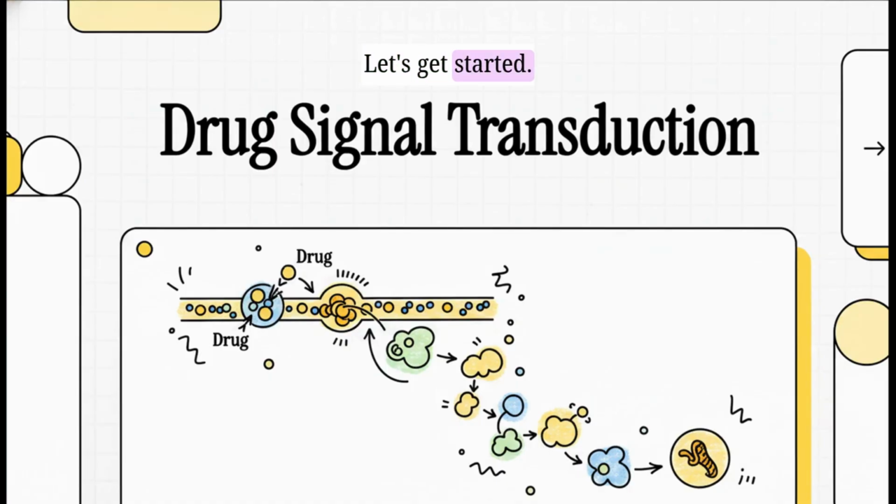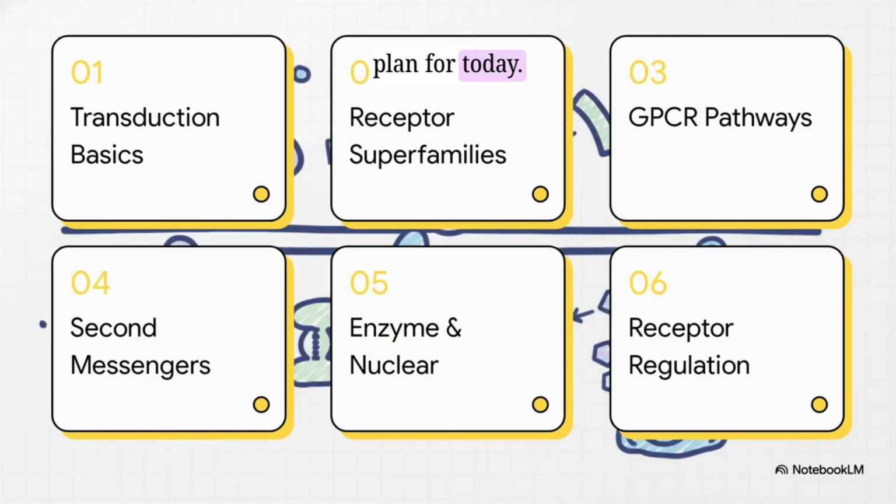Let's get started. Here is our game plan for today. We'll kick things off with the macro concepts in signal transduction basics, then explore the 4 receptor superfamilies. After that, we'll spend a good chunk of time on the G-protein coupled receptors, dive into second messengers and signal amplification, touch on enzyme and nuclear receptors, and finally, wrap it all up with regulation and a tight exam summary.